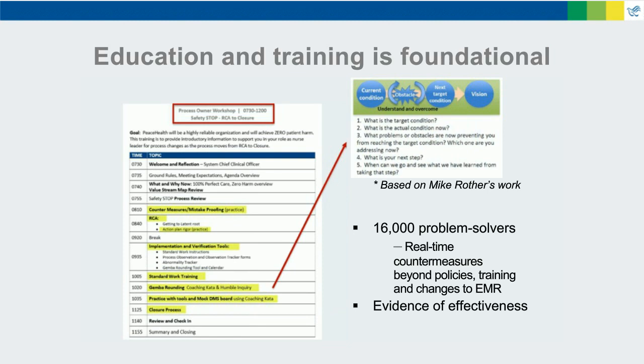Education and training has been foundation. We want to have 16,000 problem solvers. So we have done an extensive amount of training on countermeasures, mistake proofing, what it really means to reliably implement and verify an action plan, on what standard work is and how you follow standard work, and how we do the closure process.